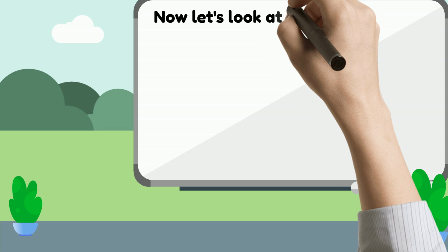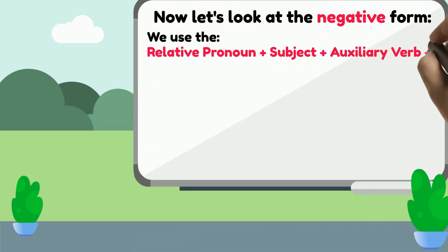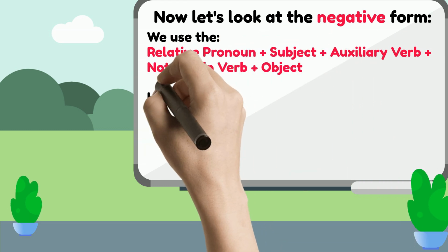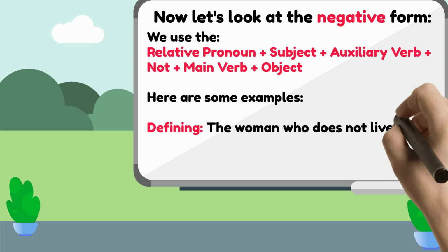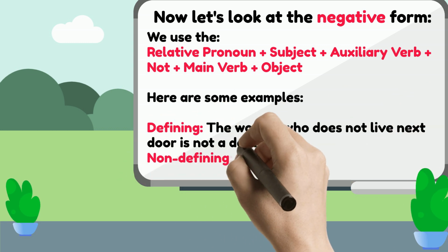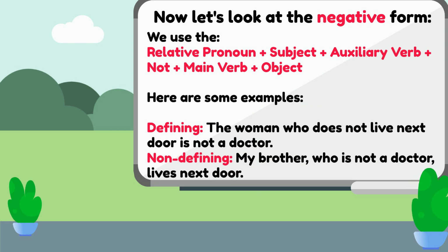Now let's take a look at the negative form. We use the relative pronoun plus the subject plus the auxiliary verb plus the word not plus the main verb plus the object. Here are some examples. Defining. The woman who does not live next door is not a doctor. Non-defining. My brother, who is not a doctor, lives next door.